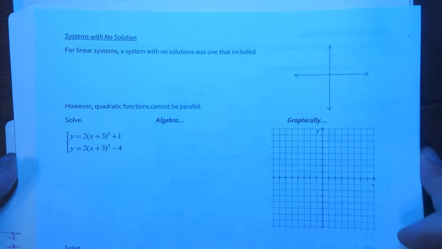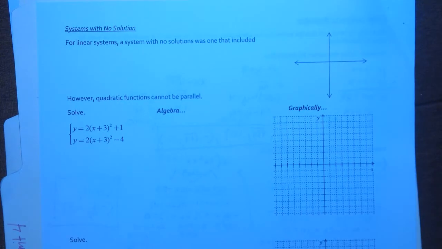And that is a system with no solution. What we can expect for quadratic systems, if you encounter a system with no solution, generally it will be via graphing. Not generally. On a test or quiz, it will be via graphing if there is no solution. But algebraically, I do want us to consider what does it mean for a system to have no solution.